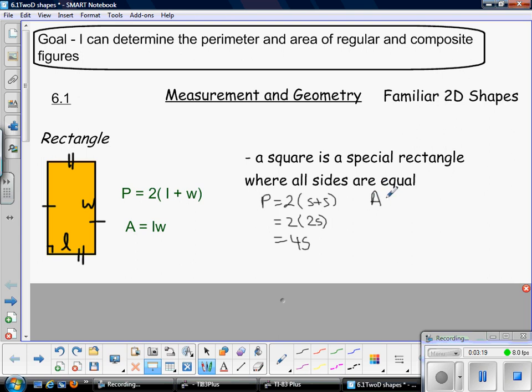Now let's think about the area of a square. We know a square is a special rectangle, so the area is length times width. So it would be a side times a side, which would be s squared. That's just a little side note, because I often know that students don't get the idea that a square is a rectangle. It's a special rectangle.